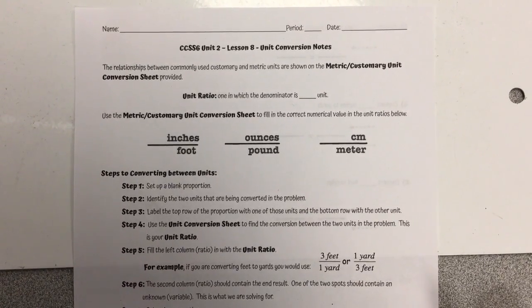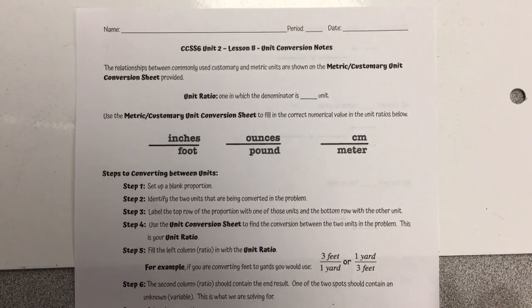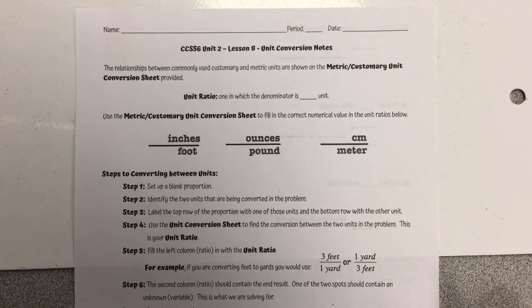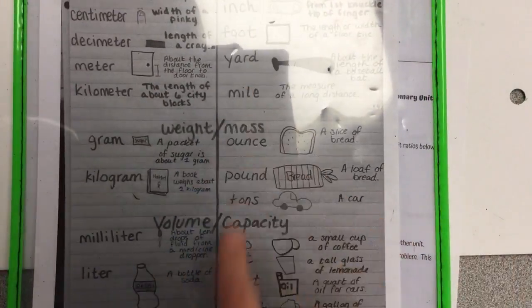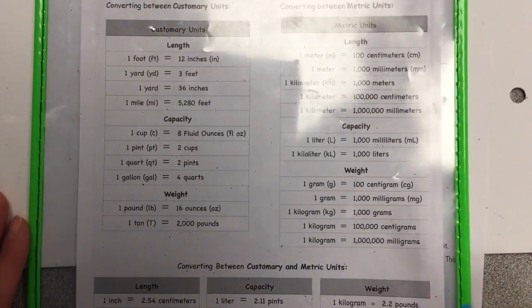Today we're doing Lesson 8, Unit Conversions. The relationship between commonly used customary and metric units are shown on a metric customary unit conversion sheet provided. That's this sheet that you're looking at here, and if you flip it over as well, you can see that there's examples on the back. This is the sheet that we're going to be referring to throughout the lesson.